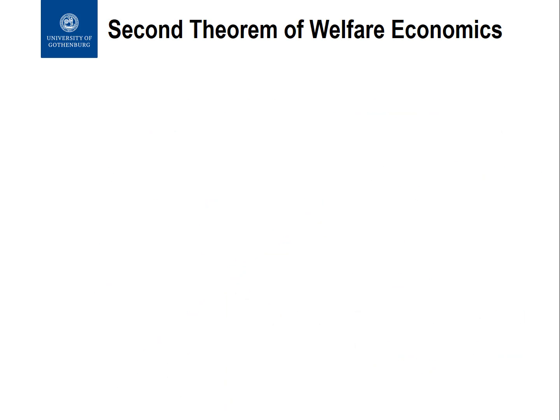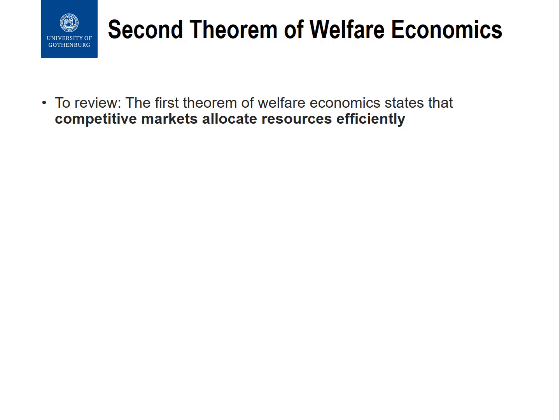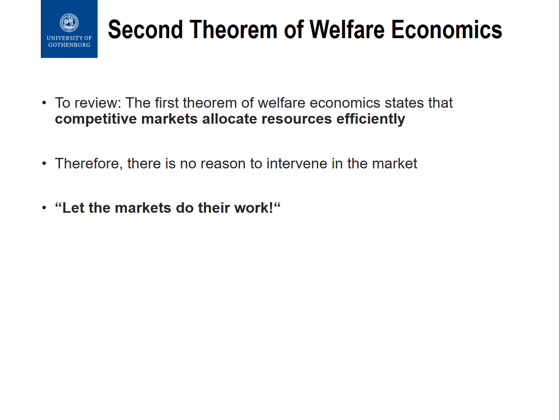There is a second theorem in welfare economics. Remember that the first theorem states that competitive markets allocate resources efficiently. Therefore, there is no reason to intervene in such a market, since there is efficiency. We cannot make anyone better off without making someone else worse off. So we can let the markets do their work.